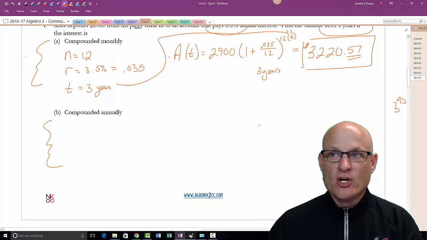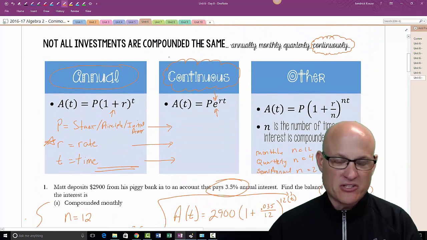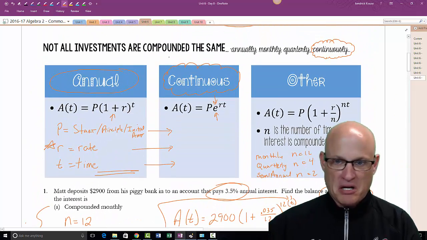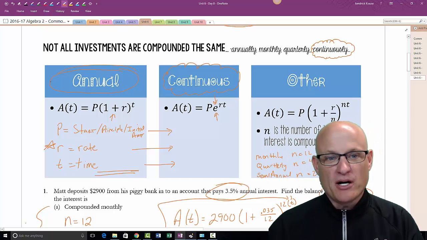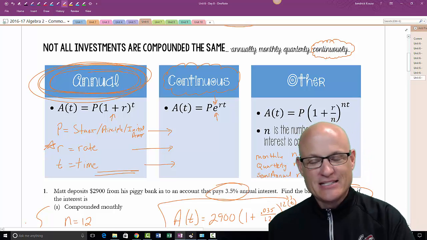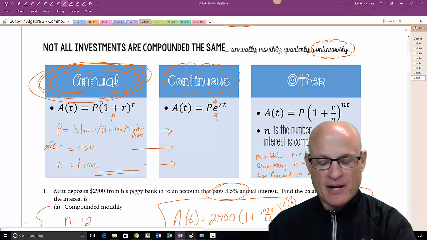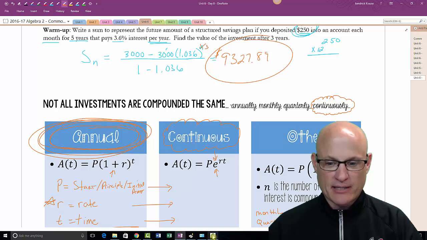Now you can imagine when you owe the banks money, they're going to compound it continuously. Just keep compounding and compounding, right down to the minute. But when they're going to pay you money, it's probably more like compounded annually, so they don't have to pay you as much. And that's kind of the nuts and bolts difference of compounding interest monthly versus annually. All right, I'll be back.